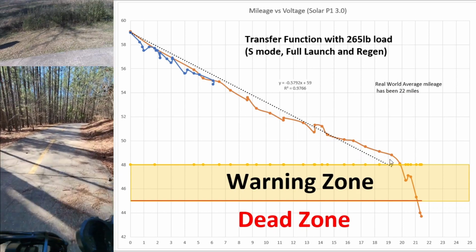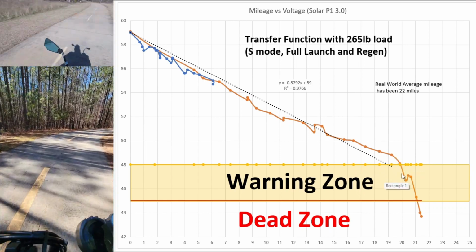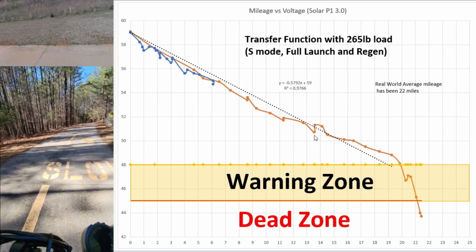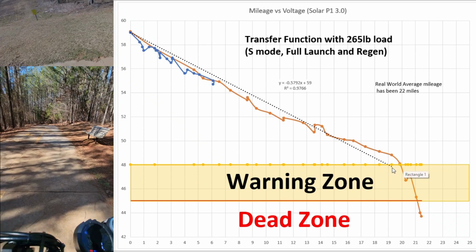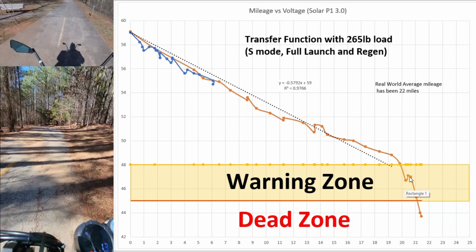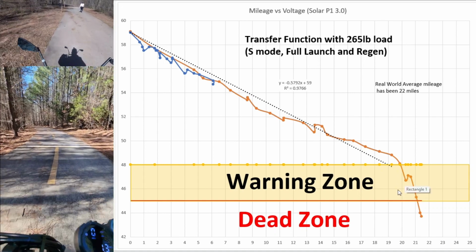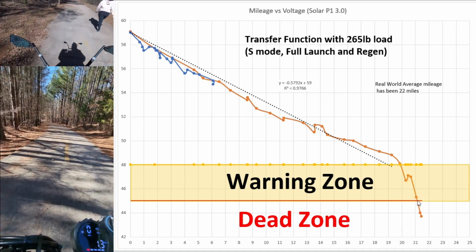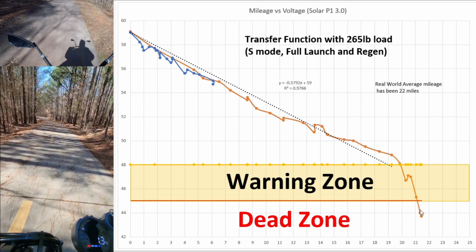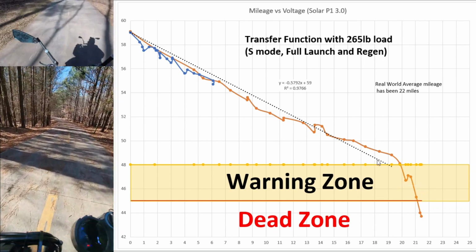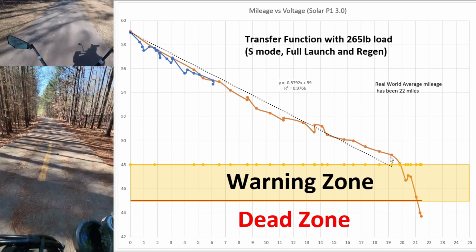But you notice when you get around 49, 48 volts and you drop below that, you get in this warning zone where you're not getting this linear transfer function anymore. You're falling off a cliff. And in this warning zone, you're going to be losing power. You're not going to be able to climb hills as well, if at all. Eventually the scooter's going to be completely dead and you're not going to be able to do anything with it. So it's important to know where the performance falls off to make sure that you don't get stranded.